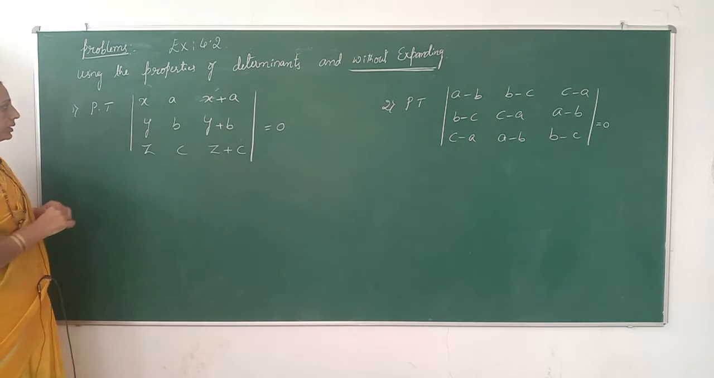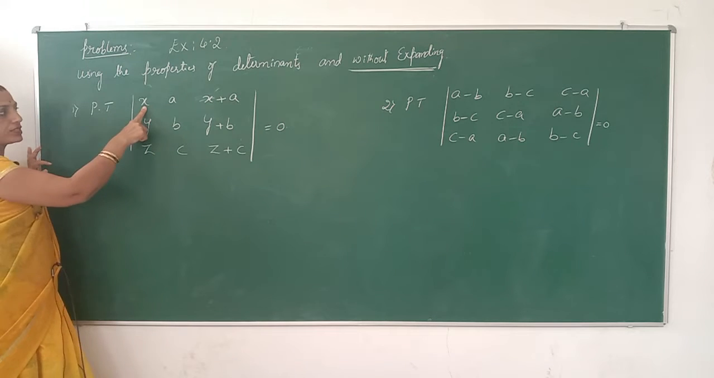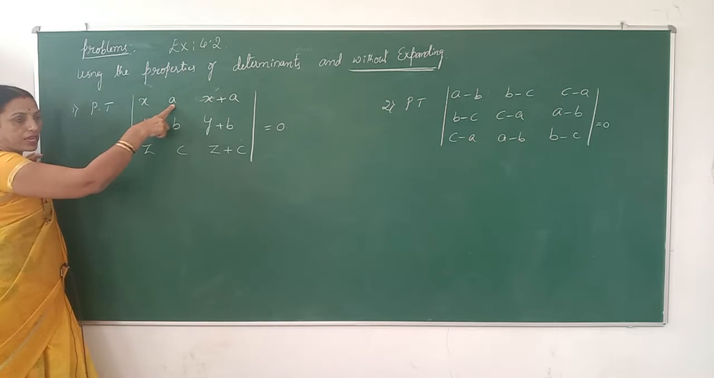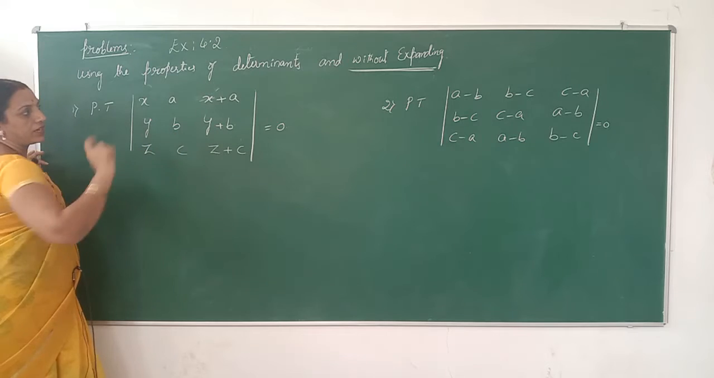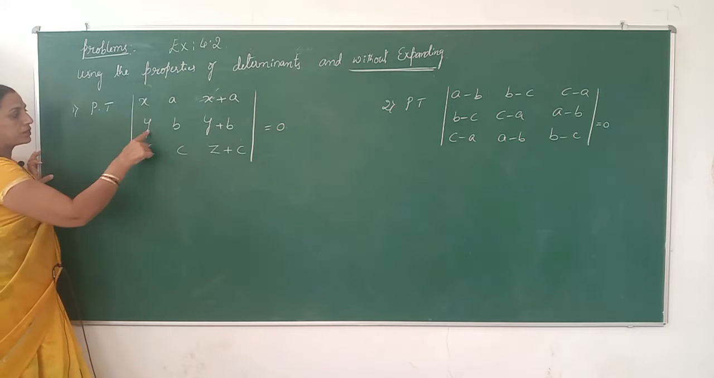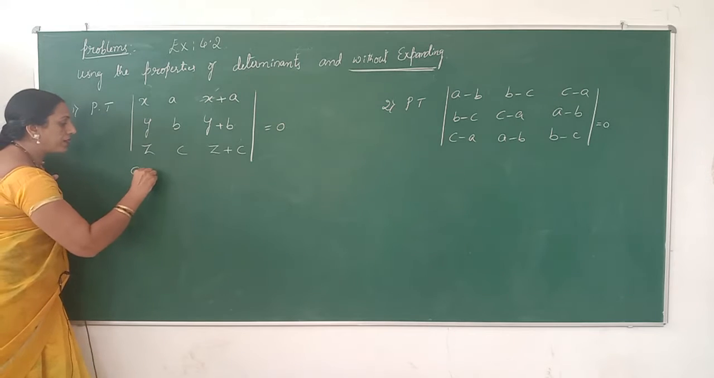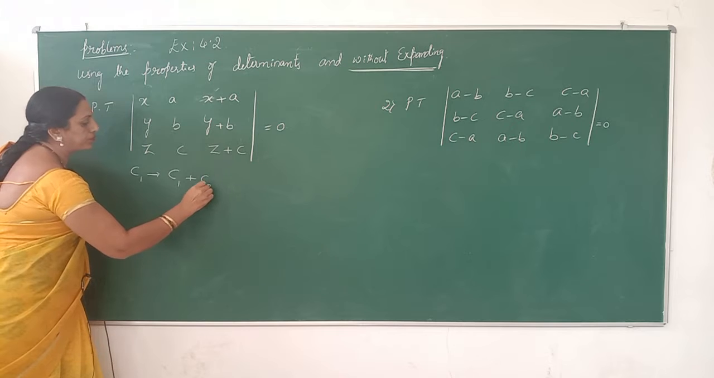First we will check whether this works, so we first observe these two elements. The first and second columns: the first column is x, the second column is a. After addition it is x plus a, which is the same as the element of the third column. Similarly y and b, z and c. Therefore, now c1 can be changed to c1 plus c2.